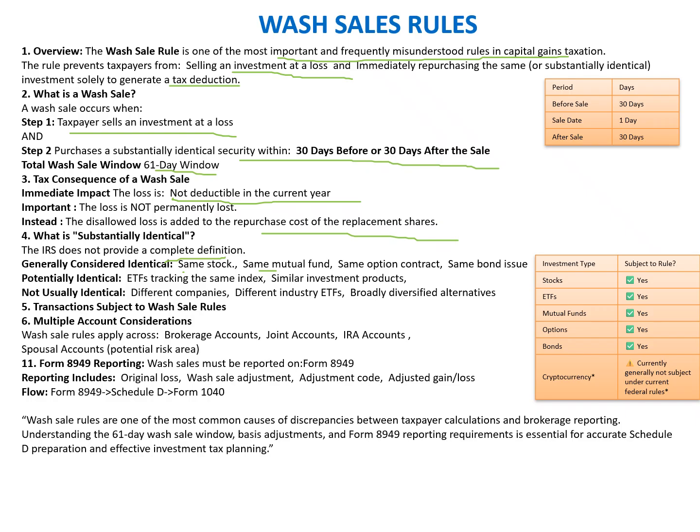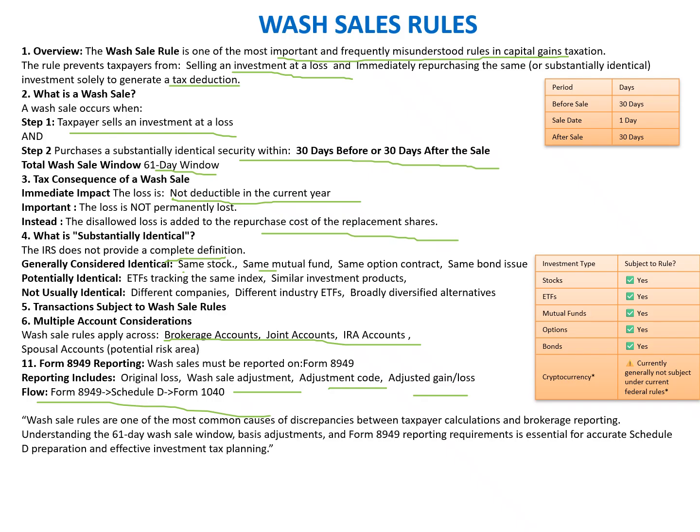Now, multiple account considerations. Wash sale rules apply to brokerage accounts, joint accounts, and IRA accounts. Wash sales are reported on Form 8949. Reporting includes the original loss, the wash sale adjustment, the adjustment code, and the adjusted gain or loss. All the information from Form 8949 flows into Schedule D, and from there it flows to Form 1040.